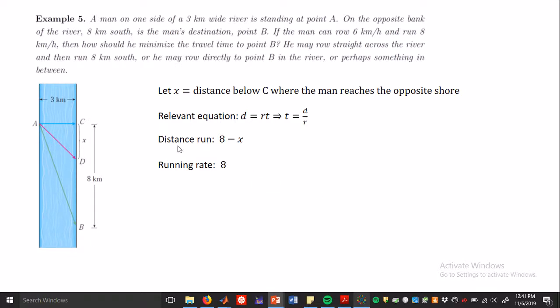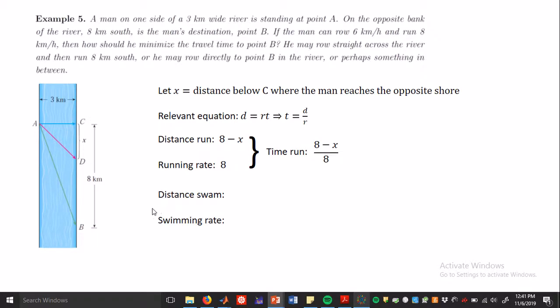Okay. So combining these two things, the time it takes for me to run from D to B is (8 minus x) over 8, right? Distance over the rate. So that's the total time. Okay. So this is the time it takes for me to run from D to B, but I guess the second question is, how long does it take me to row across the river from A to D?